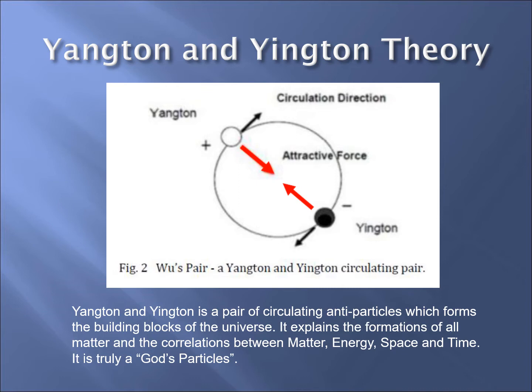What is Yangton and Yington theory? Yangton and Yington is a pair of circulating antiparticles which forms the building blocks of the universe. It explains the formations of all matter and the correlations between space, time, energy, and matter. It is the God's particles. To keep it simple, I named the Yangton and Yington circulating pairs as Woods pairs.